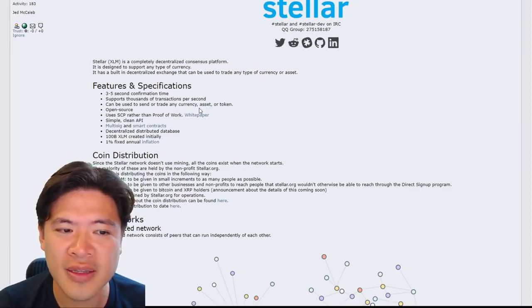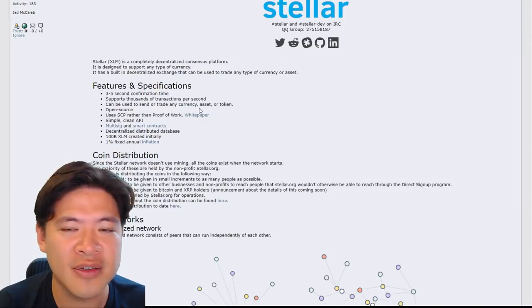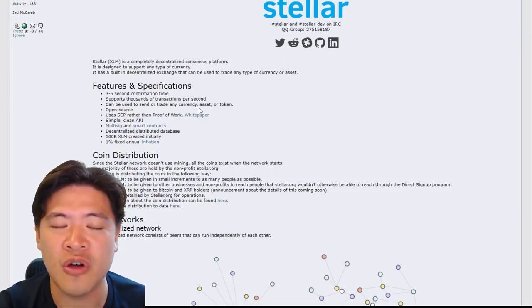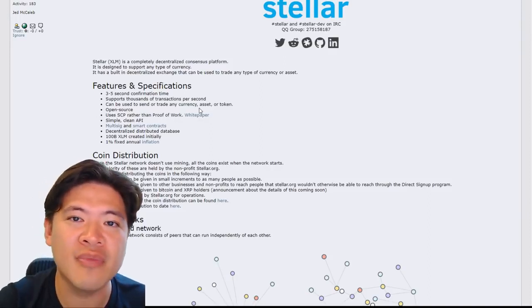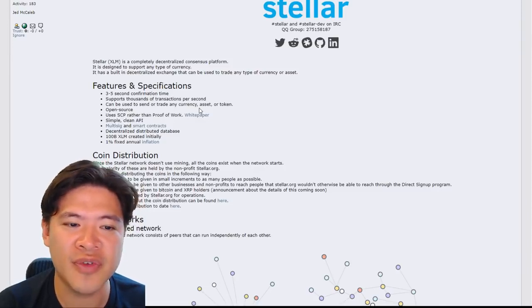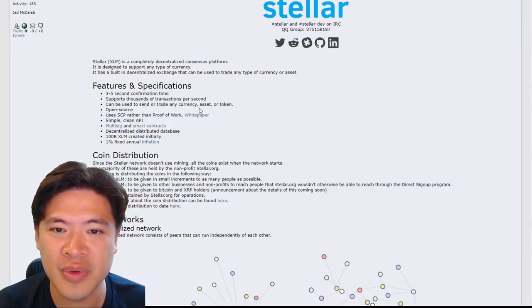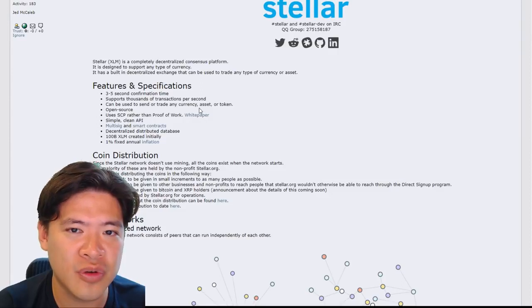So if you look at this, Stellar uses something else. It can't use the same mechanism that Bitcoin uses, which is called proof of work. Bitcoin is mineable, but Stellar uses something else. It's called the SCP, the Stellar Consensus Protocol.